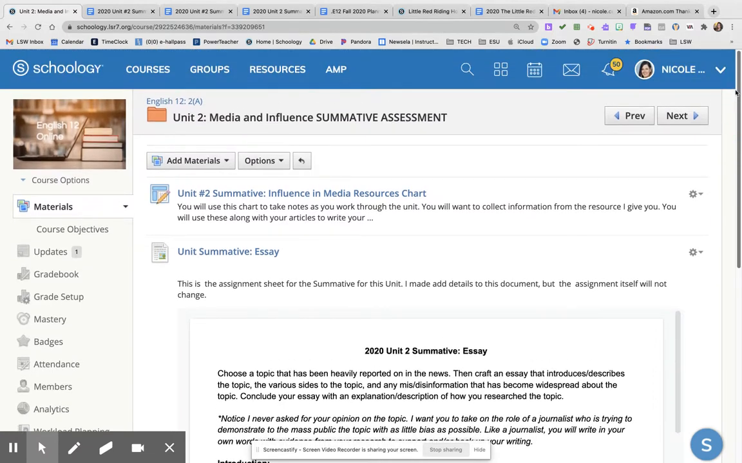Like I said, I will be more specific about the size of the paper, the number of sources, the number of citations you need to have, and all that kind of stuff when we get closer. But you need to understand contextually what you're looking to do when you're done.